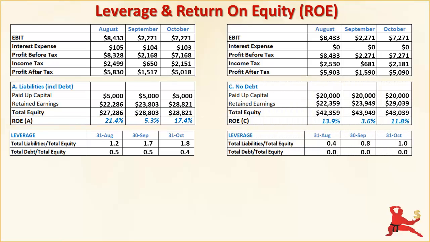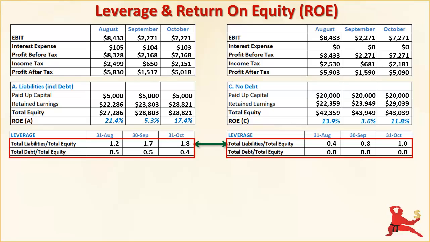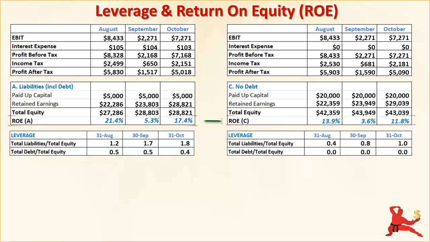Now, let's look at a more realistic scenario. In scenario C, the business doesn't have any bank borrowings, so the debt equity ratio is 0. But it does make use of trade credit terms and also holds off paying taxes until those tax payments are due. So it is leveraged, but to a far lesser extent than in scenario A. As you can see, the total liabilities to total equity ratio in C is lower than in A.